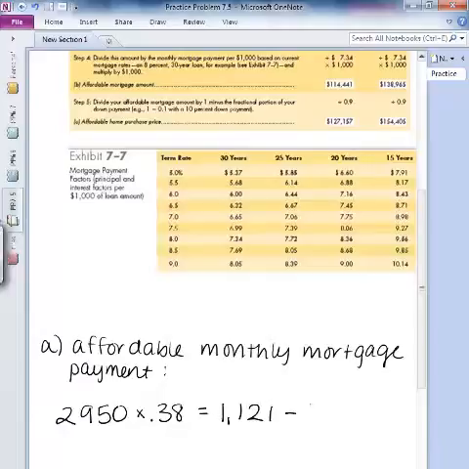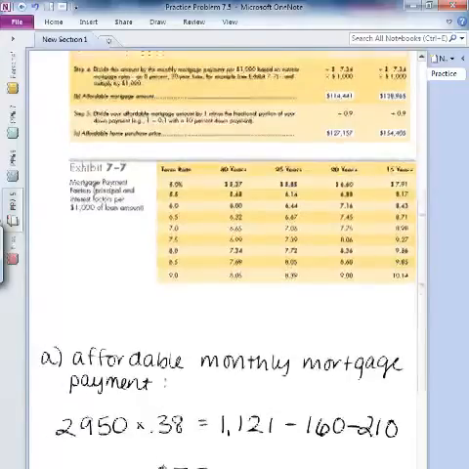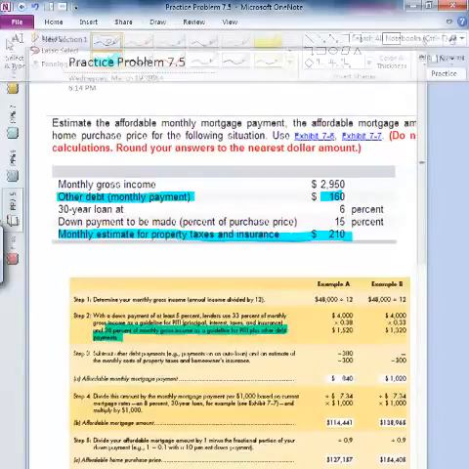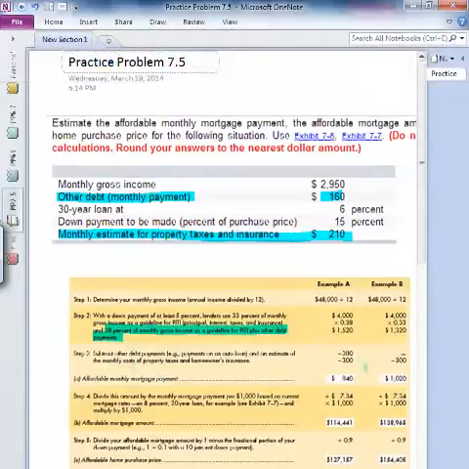So I'm subtracting 160 for my debt and 210 for property taxes and insurance. This gives me a monthly mortgage payment of $751. That's what I'm able to afford monthly. Now, if I want to figure out how much I could take a mortgage out for, I need to come back up here, following along with Exhibit 7.6. I've subtracted all these, so now I'm at this stage.